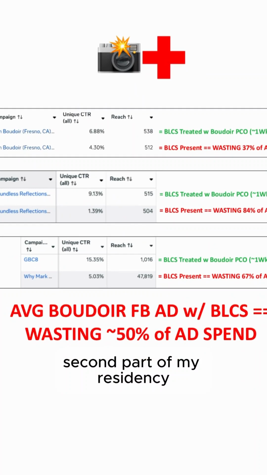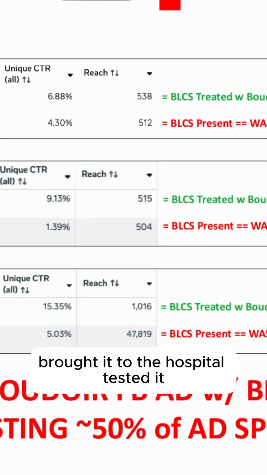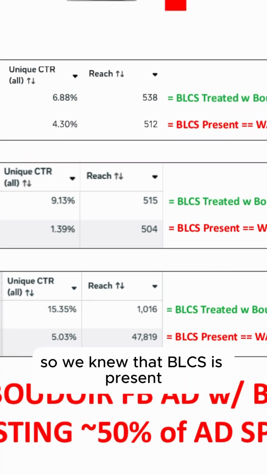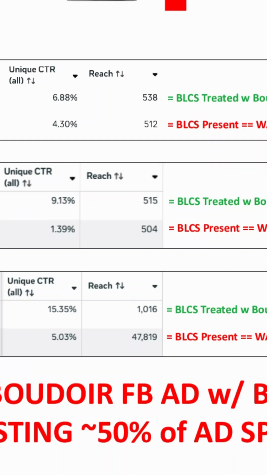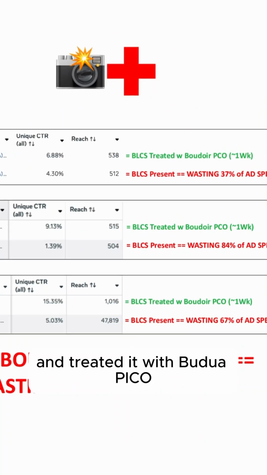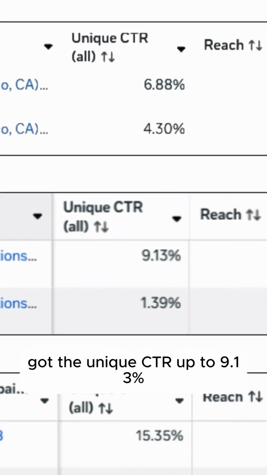Second part of my residency was finding a second ad to do that with. So found another one out there, brought it to the hospital, tested it, found its unique CTR was 1.39%. So we knew that BLCS is present. So we duplicated that and treated it with Boudoir Pico, got the unique CTR up to 9.13%.